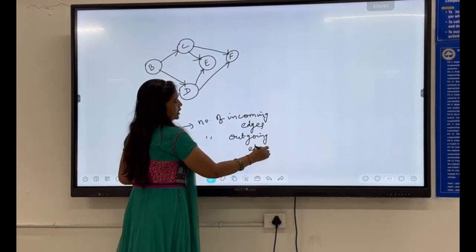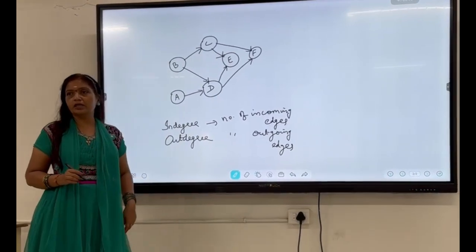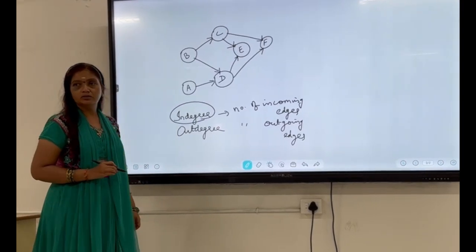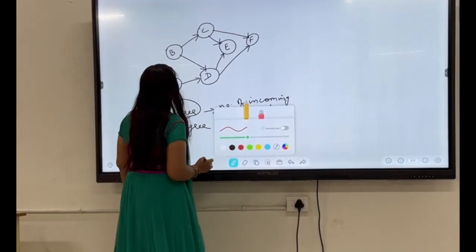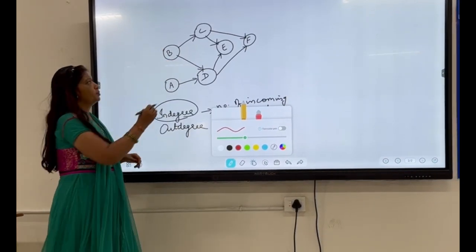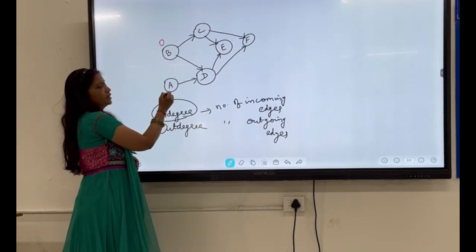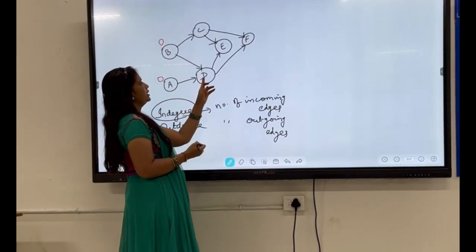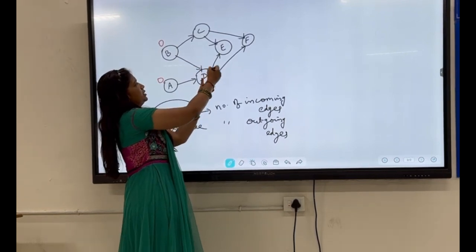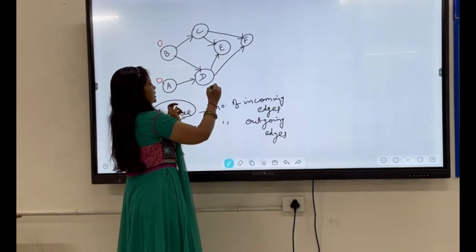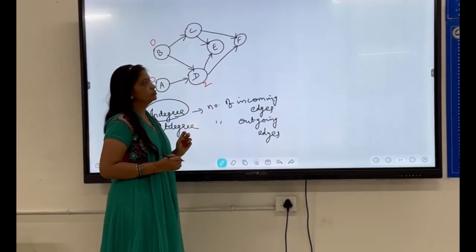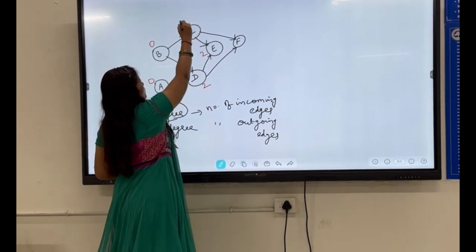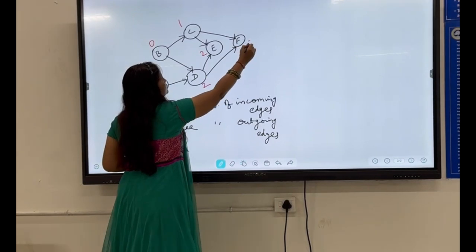And for each and every node, I am going to find the number of incoming edges, the in degree for a node. Now tell me, what is the in degree for node B? 0. For node A it is 0. For node D it is 2: A and B are incoming, E and F are outgoing. For node E it is 2. For node C it is 1. For node F it is 2.